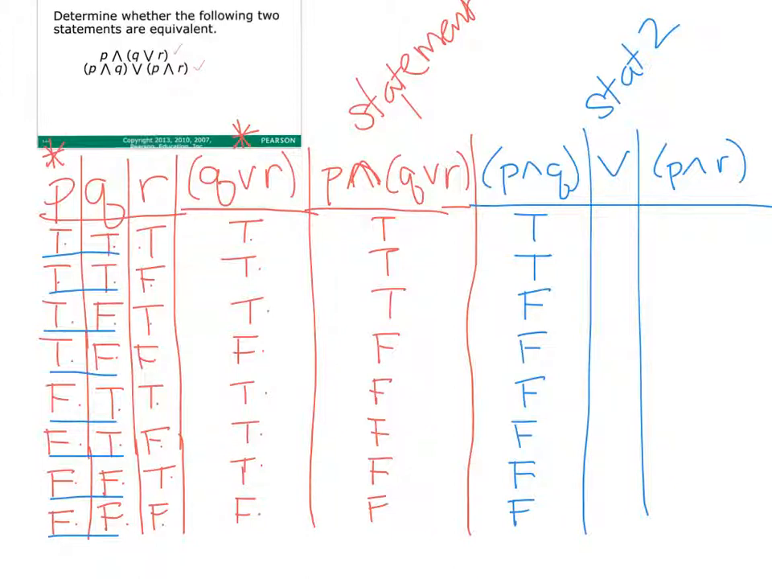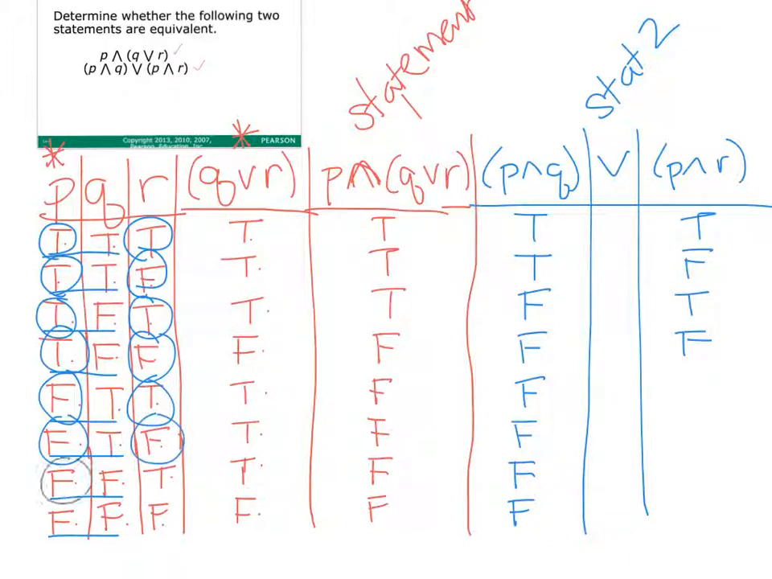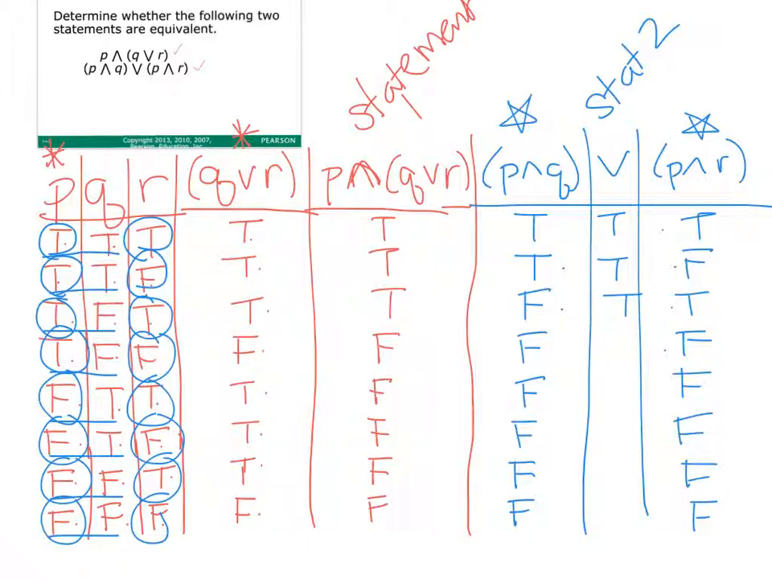Okay, now look at P and R. True, false, true, false, false, false, false, false. Now we have to take P and Q and P and R, and do the OR operation between them. Remember, the only time that you get a false on the OR is when they're both false. So true, true, true, false, false, true, and then you're going to get falses all the rest of the way down because we have falses all the rest of the way down for both columns.